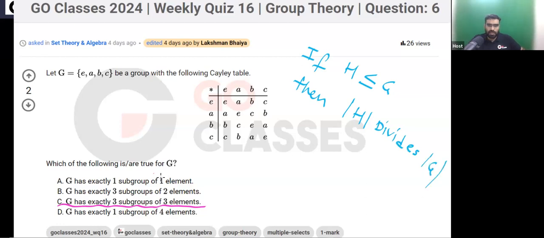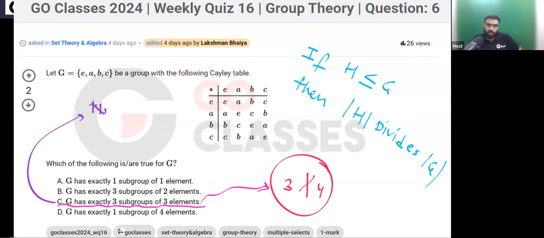So you can notice, if you have a subgroup of three elements, then 3 should divide 4, but 3 does not divide 4. So there is no such group. There is no such subgroup.